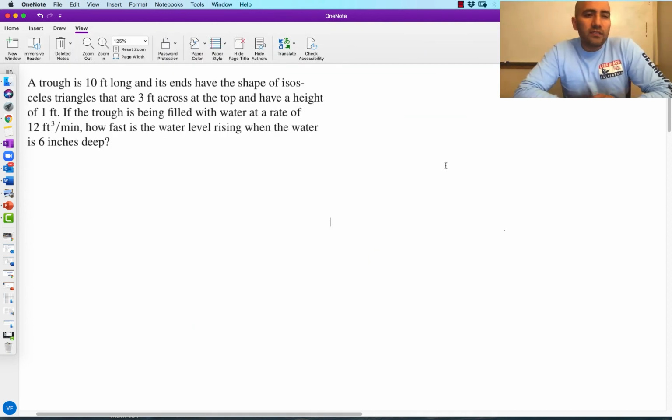Okay, a trough is 10 feet long, and its ends have a shape of an isosceles triangle that is 3 feet across at the top and has a height of 1 foot. If the trough is being filled with water at a rate of 12 cubic feet per minute, how fast is the water level rising when the water is 6 inches deep?